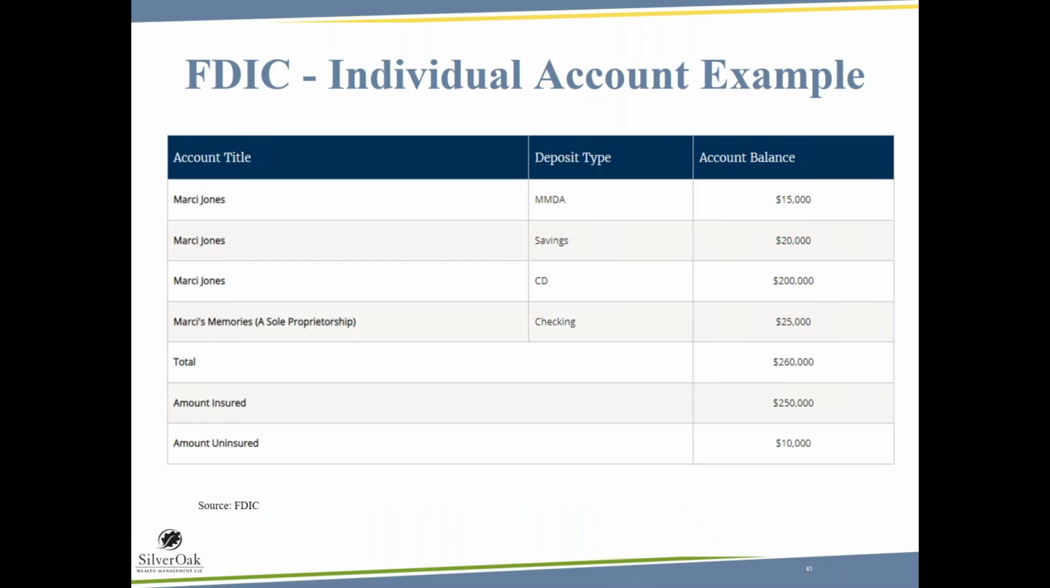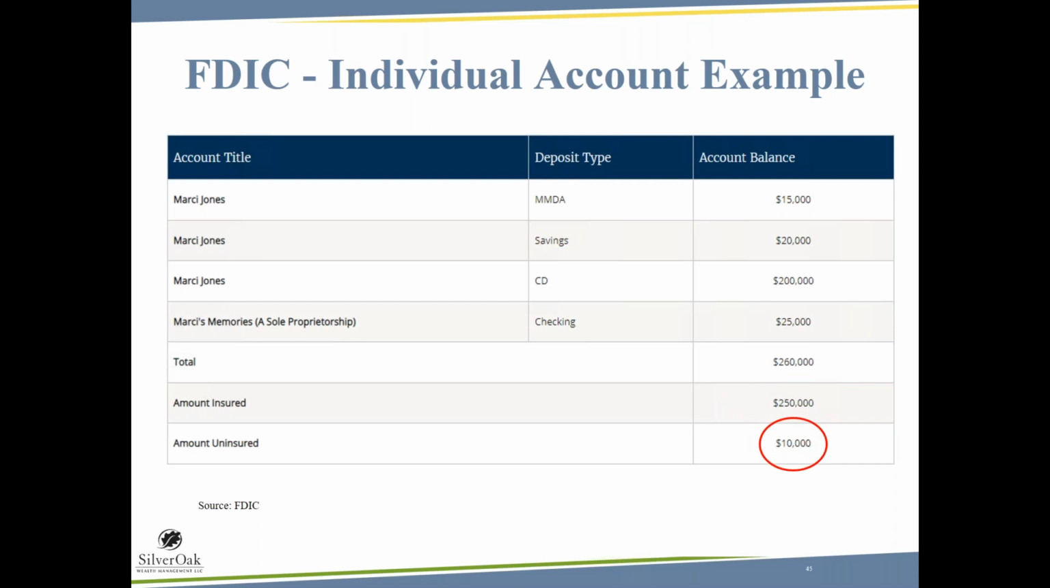So here we're looking at an individual account, Marcy Jones. She has a money market deposit account, 15,000, 20,000 in savings, 200,000 in her CD, and then sole proprietorship checking account with 25,000 for a total of 260,000. She's one person, so it's covered by 250. So she is technically uninsured for $10,000. What could she do if she wanted to change that?